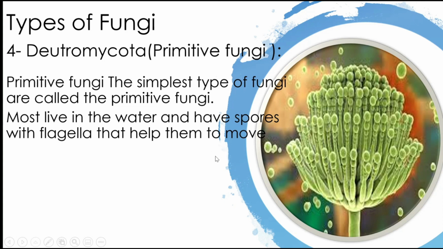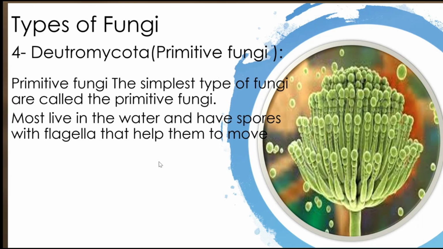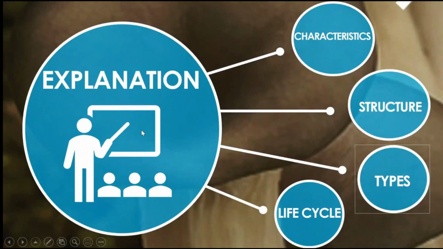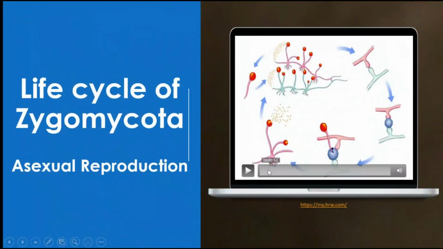So those are the main types of fungi. We have Zygomycota, we have Ascomycota, we have Basidiomycota, and eventually we have Deuteromycota or imperfecta or primitive fungi. So we are back to the explanation, and now we will talk about the life cycles. We will start with the life cycle of Zygomycota.